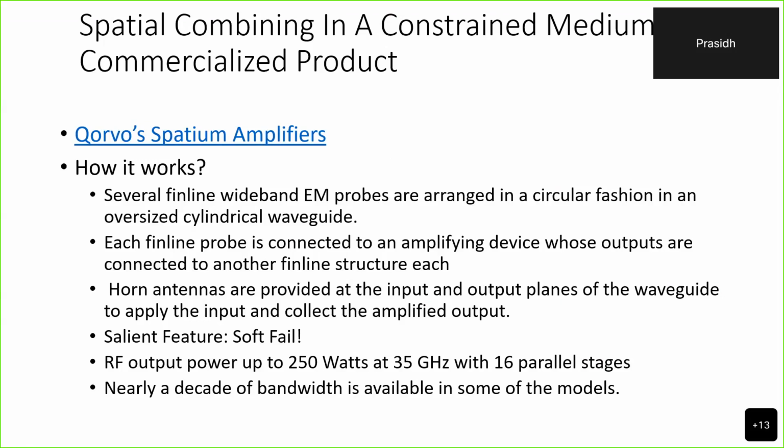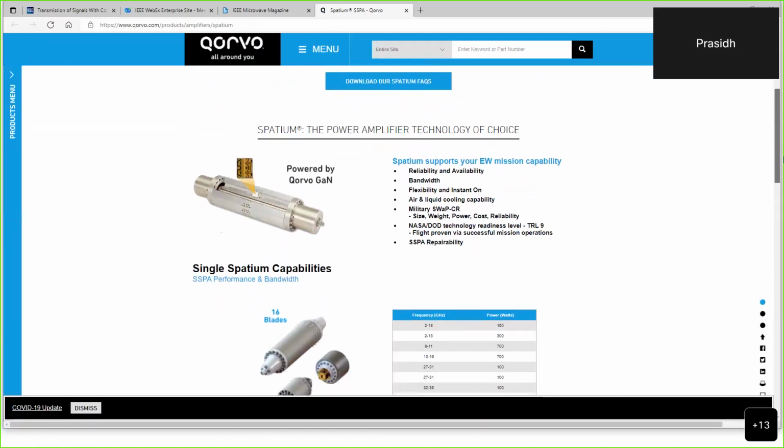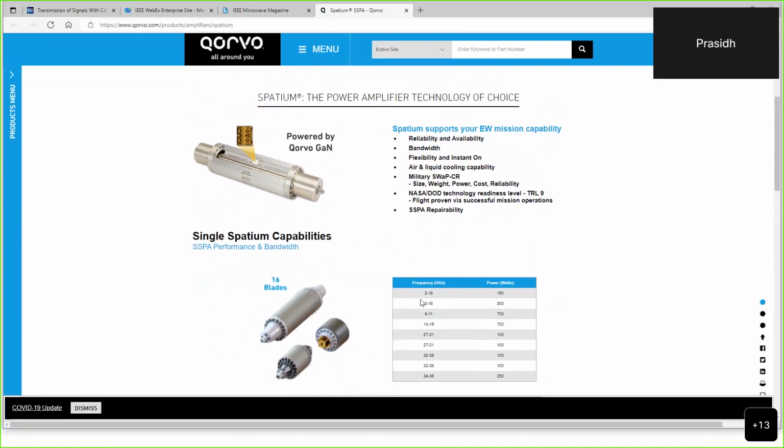And they've also achieved nearly a decade of bandwidth in some of the models. I'll also be sharing these slides shortly, but one could see the salient features on the website here. So you can see that they've achieved something like 300 watts over close to a decade of bandwidth, that is from 2 to 18 gigahertz, with spatial combining. So what was in infancy about 2 decades ago is now a premium product.